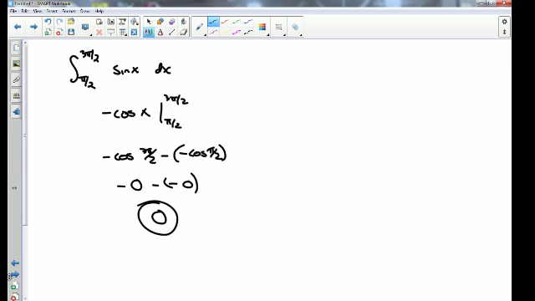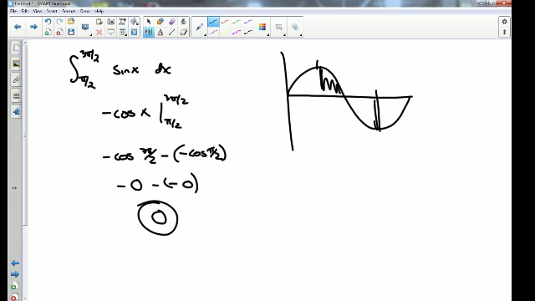Does graphically that work? Yeah, it works. Here's the sine curve, right? Pi over 2 to 3 pi over 2. The areas cancel each other out.